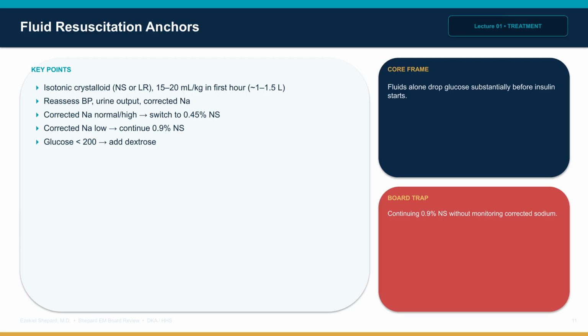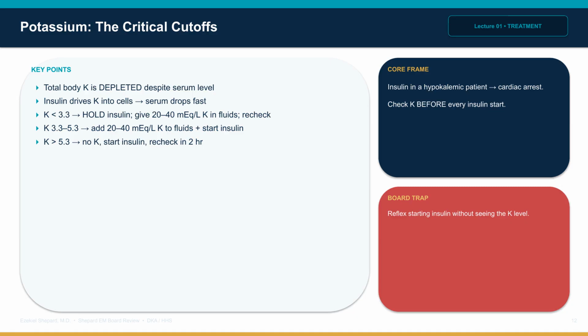When glucose drops below 200, add the dextrose. The board concept is that the fluids alone substantially lower glucose and improve perfusion, even before the insulin begins. Potassium management is the highest yield board concept in DKA. Despite total body potassium stores being depleted, the initial serum potassium can be high, normal, or low due to insulin deficiency and acidosis driving potassium out of the cells. Once insulin is given, potassium shifts back intracellularly and the levels drop quickly.